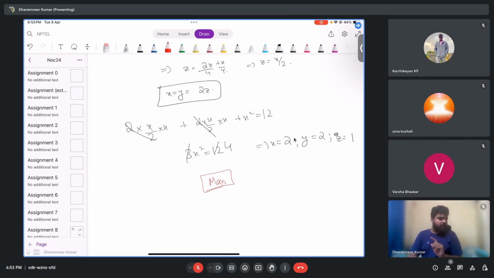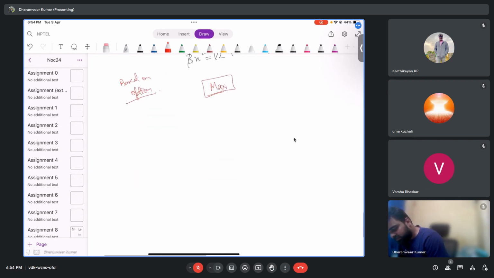I've not shown that it is a maximum, but based on options, because we are achieving 4, we cannot do anything more than that. Next is the double integral of the function over the domain. Double integral again. I'll skip the double integral, and I'll first do the maximum and minimum questions. Since we are on that flow, I'll do that.